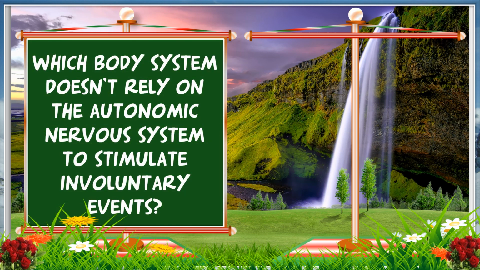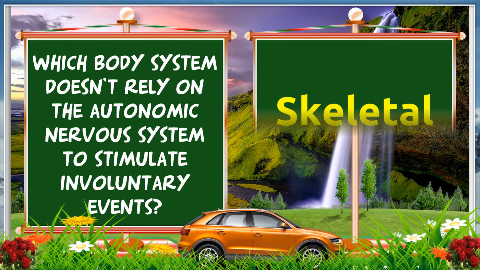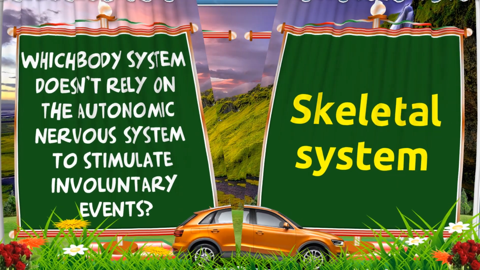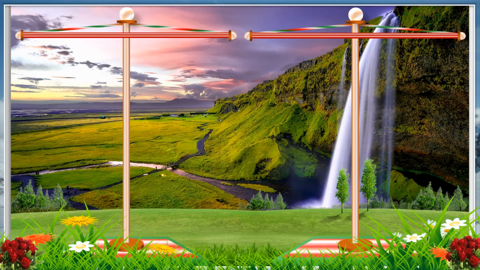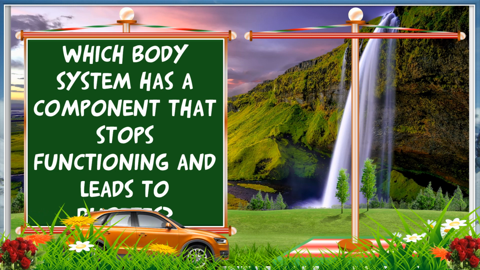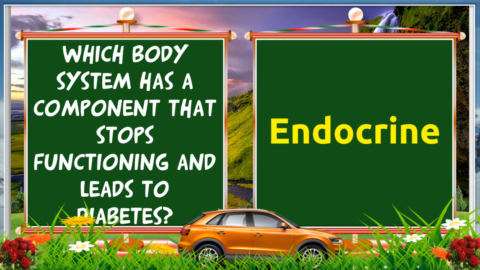Which body system does not rely on the autonomic nervous system to stimulate involuntary events? Skeletal system. Which body system has a component that stops functioning and leads to diabetes? Endocrine system.